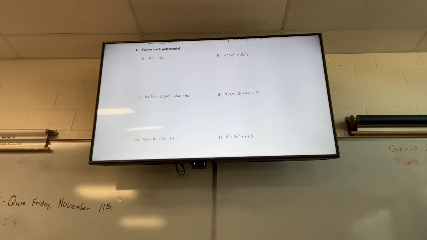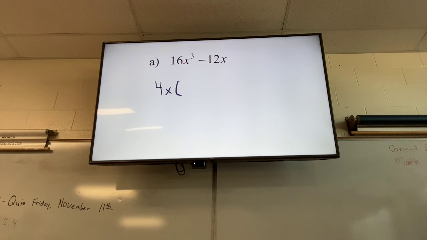All right, we got 6 polynomials to factor. Let's factor that. Chris Collister. What's my first step I always do? What do I take out? Check for a GCF. There is a GCF. What is the GCF? 4x. Yep, and then what's inside the parentheses then?